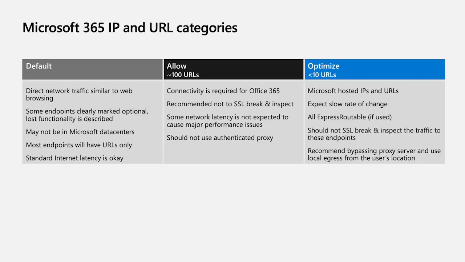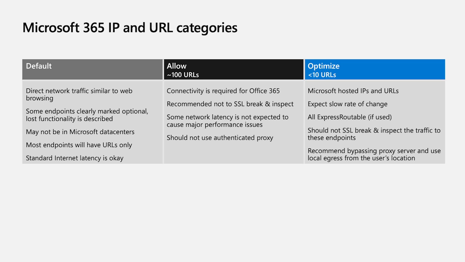So we fully understand that treating all of the Microsoft 365 designated traffic as trusted is not going to happen, and it really shouldn't happen. There is absolutely a taxonomy associated with Microsoft 365 traffic that divides it up into some categories, and we label those categories as default, allow, and optimize.